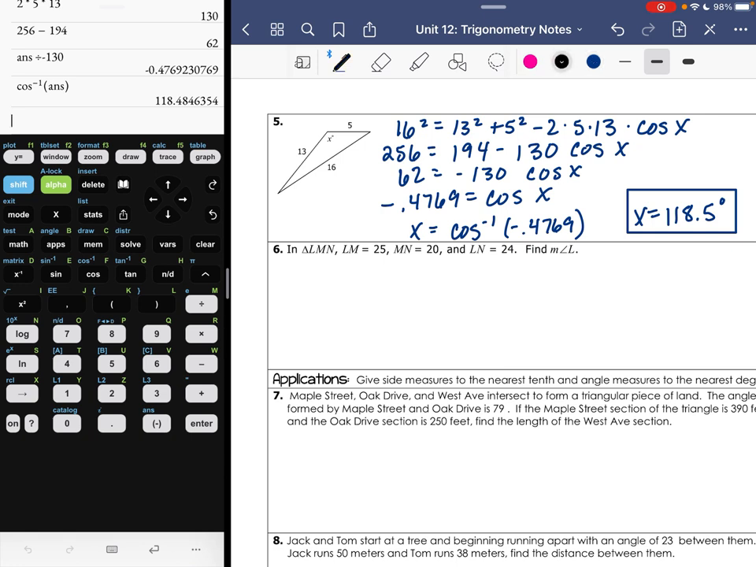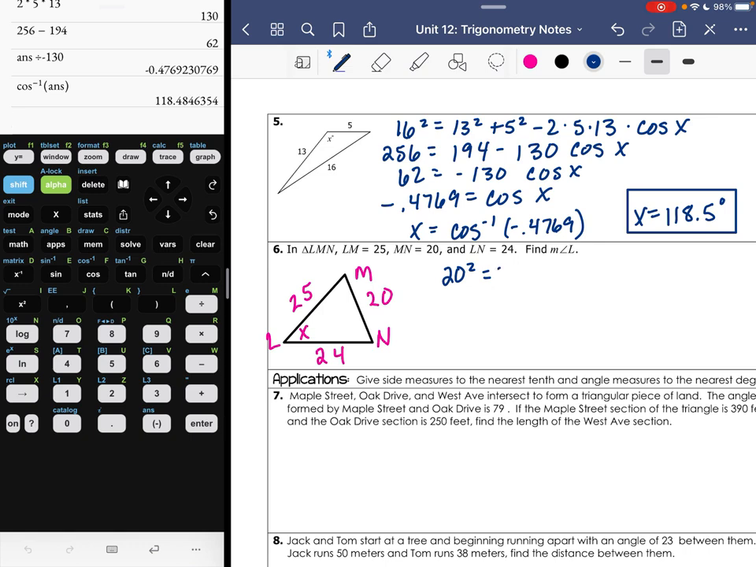And then here we've got one where you just have all the information and you're trying to find angle L. So it's really important here because you've got to make sure you have the right side length on the left side of the equal sign to draw that triangle. So just do that. And we've got L, M, N. And so we know L to M is 25. We know M to N is 20, and we know L to N is 24, and we need to find L. So that means we need to have 20 squared in the front of the equation.